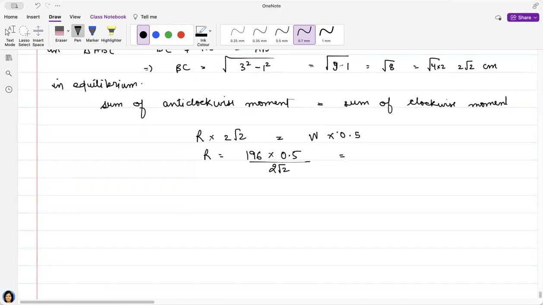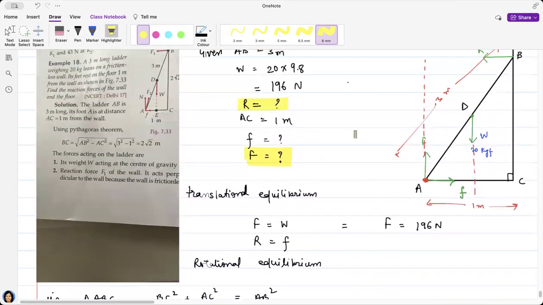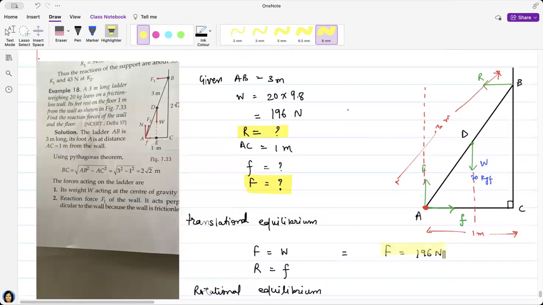And once I solve all of them, I get 34.65 Newton. So the reaction force on the wall is this, and the reaction force on the floor, which is the normal at the floor, is 196 Newton.